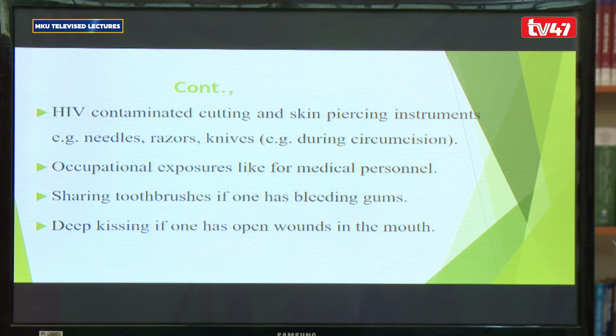HIV-contaminated cutting and skin-piercing instruments, e.g. needles, razors, knives and so forth, even during circumcision. Occupational exposure, like for medical personnel, can also lead to transmission if they don't have proper PPEs. Sharing toothbrushes, if one has bleeding gums, a person can get HIV. Deep kissing, if one has an open wound in the mouth, especially if both partners have wounds, could lead to transmission. We talk about deep kissing.